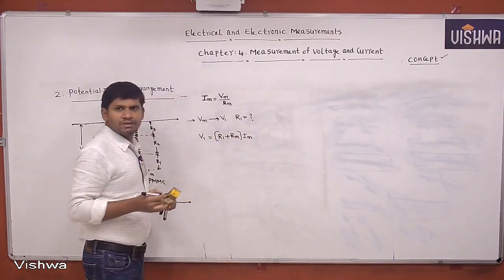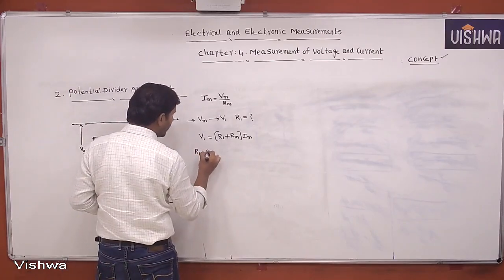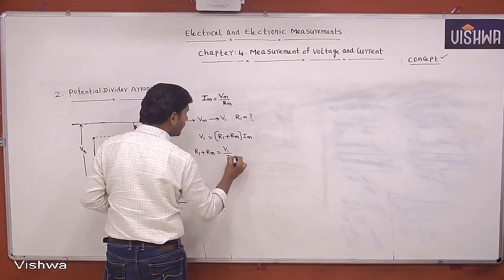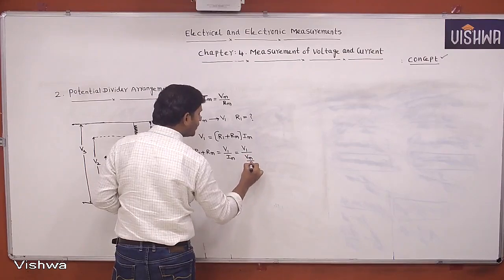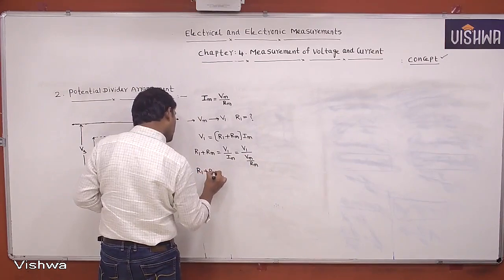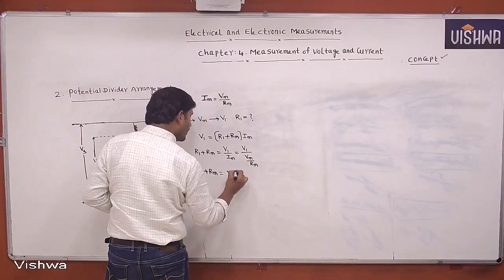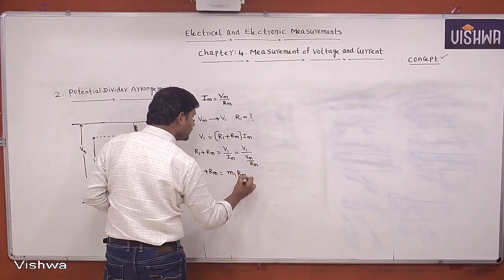Okay. From this, what is R1 plus Rm, you tell me? R1 plus Rm is equal to V1 by Im. How to write Im? Im is Vm by Rm. Then R1 plus Rm is equal to M1 into Rm. Yes, M1 into Rm. It's correct.